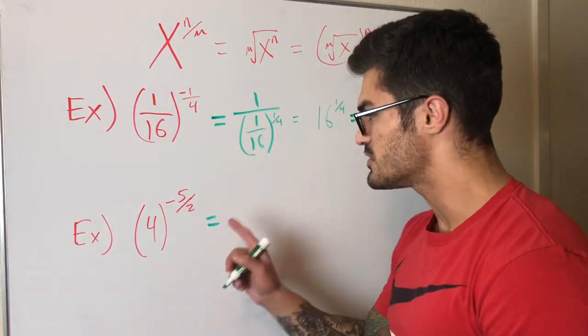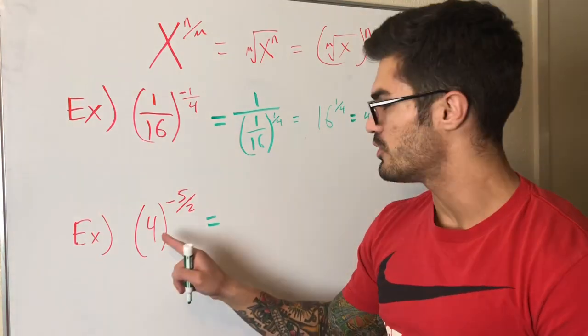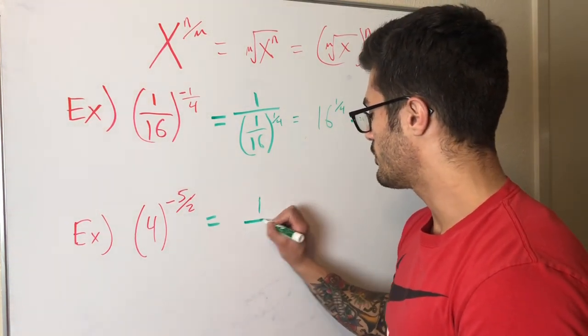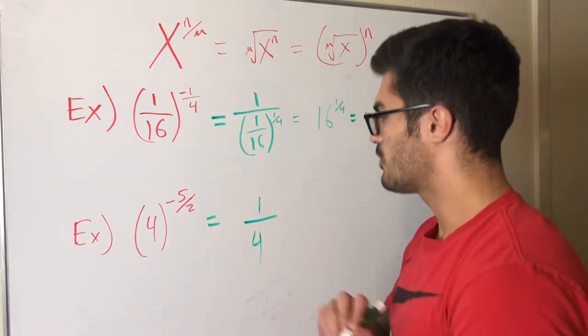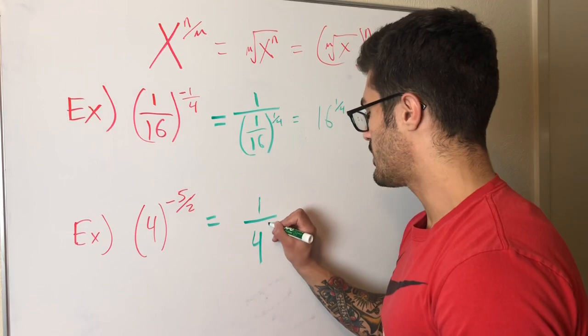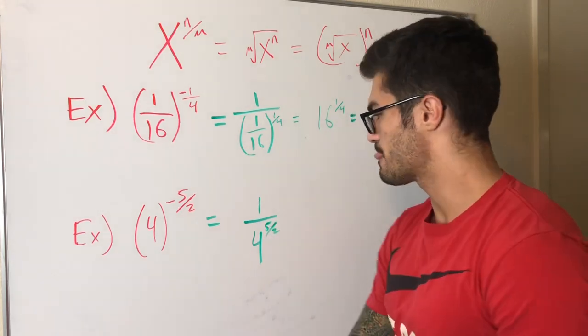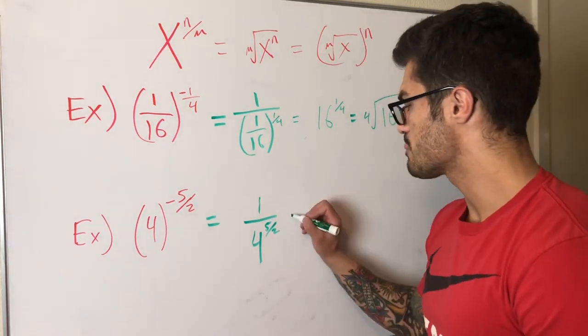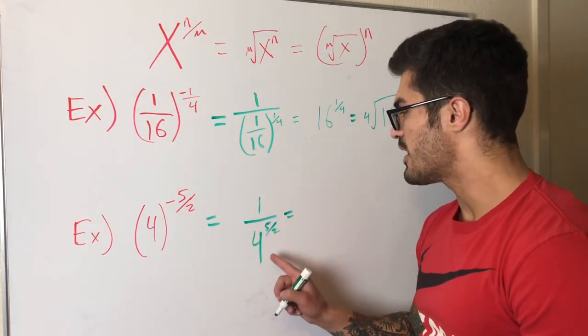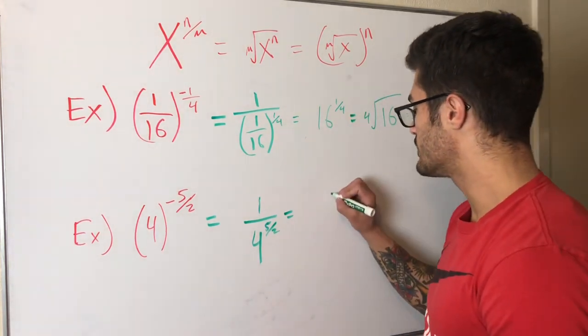All right, let's do this one. Same process. First thing I'm going to do, take the reciprocal of this. So it's going to be 1 over 4 to the positive 5 over 2. All right. And now this ain't too bad, right? Now I know what to do. I can rewrite this using one of these formulas.